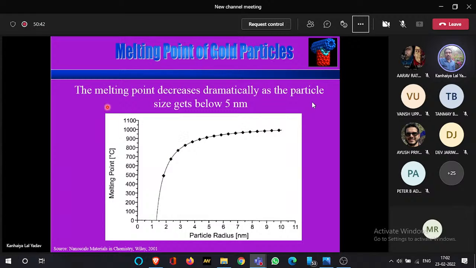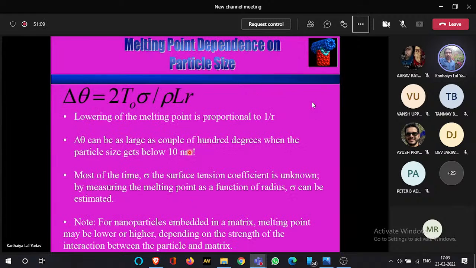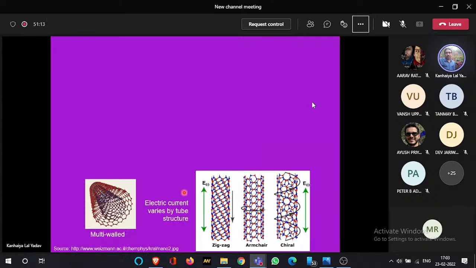The melting point decreases dramatically as the particle gets below 5 nanometers. Here, this is the particle radius and this is the melting point. At bigger sizes, above 10 nanometers, it is almost 1000 degrees centigrade, but slowly it decreases as the particle size decreases. This is the formula for how it is changing. Forget these things; it is a 1 by R dependence.